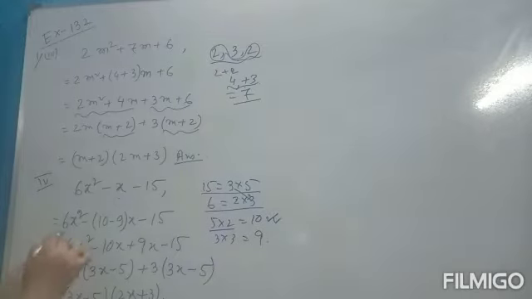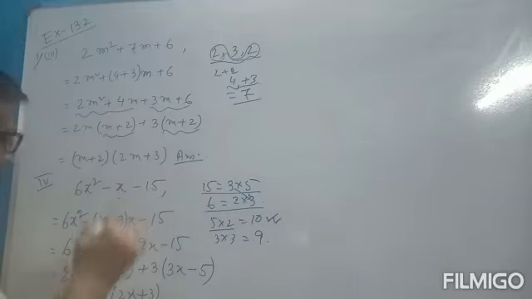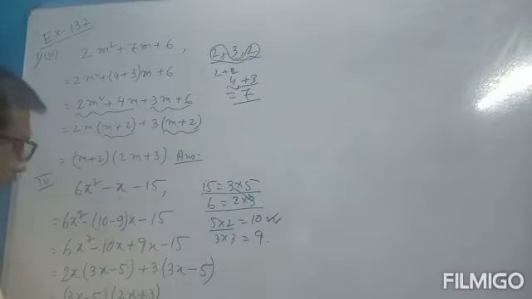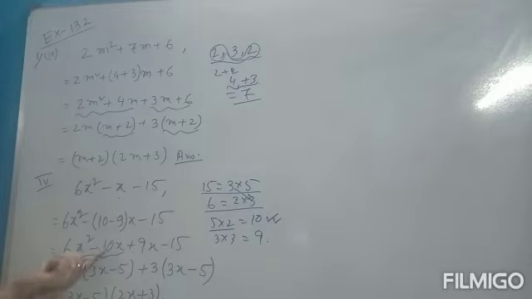So write in this way, 6x square minus 10 minus 9 into x minus 15. That is 6x square minus 10x plus 9x minus 15. Now from these two, common term is 2x. If we take 2x common, that is 3x, and from 10x, 2x is common, this is minus 5.